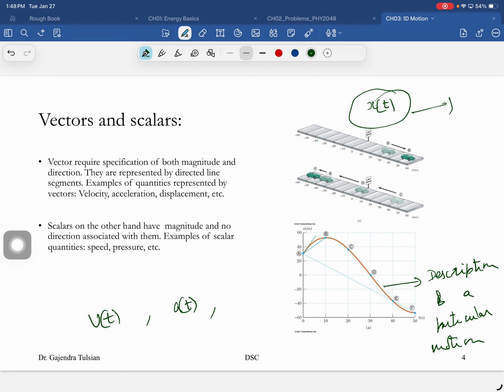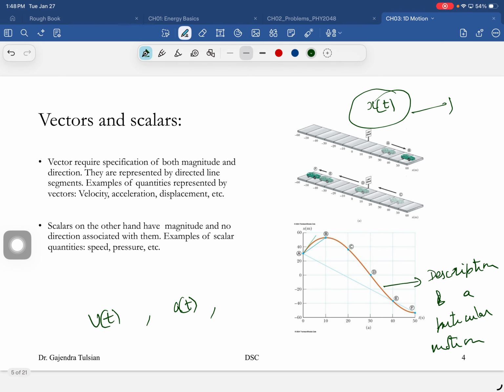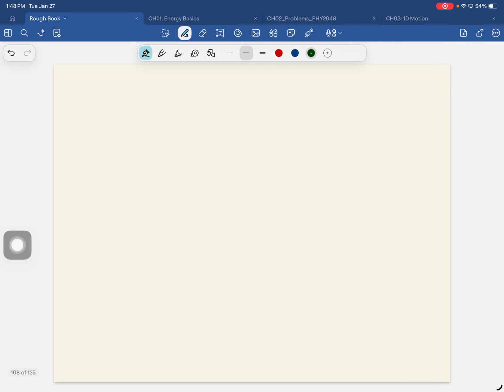Okay. And that's what the next two chapters are about. You guys understand? Okay. All right, so again, we're starting off with one-dimensional motion.